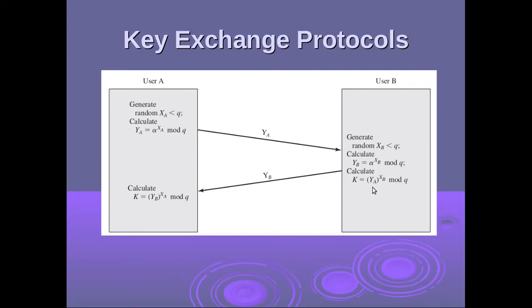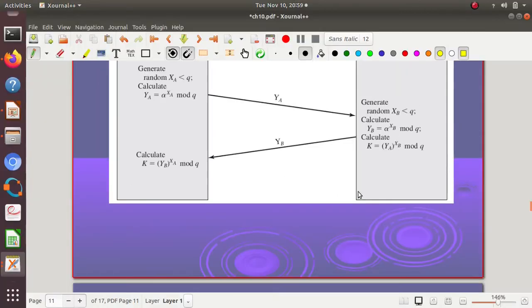Then both user A and user B will compute the shared secret key by using the received public key. So here the shared key K is equal to YB to the power XA mod Q. Similarly here, K is equal to YA to the power XB mod Q, where YA is the received public key.